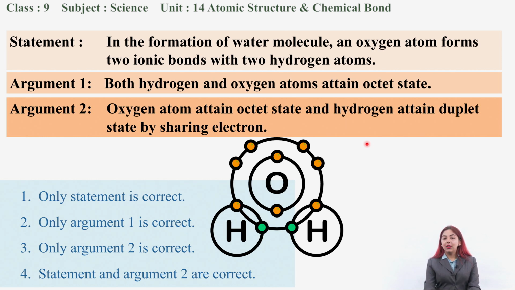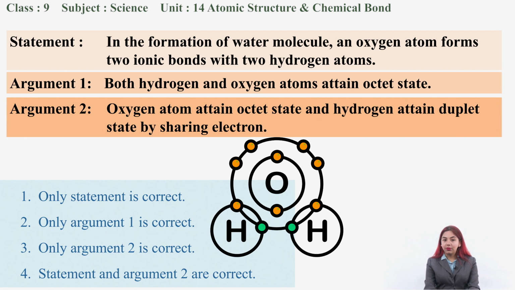Both the hydrogen and oxygen atoms attain octet state. Is this true? No, it's incorrect. Why? Because you can see over here that hydrogen attains duplet state. Only the oxygen atom attains the octet state. Since argument 1 is not entirely correct, we should say that it is incorrect.